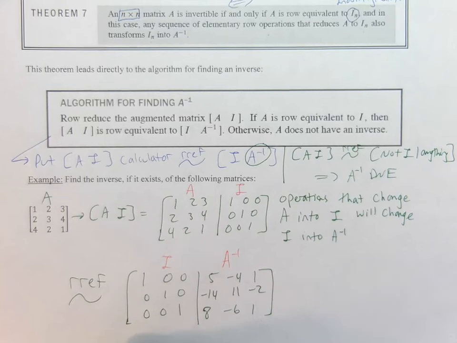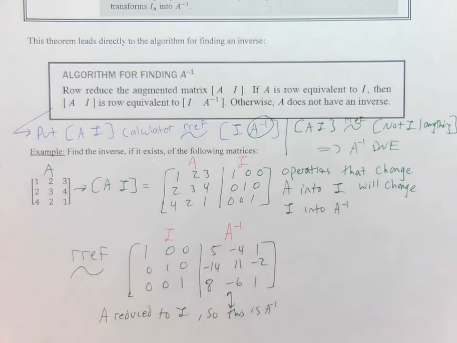And so the idea is A reduced to the identity matrix, and so this is the inverse. Oops, sorry, I didn't realize it was off the screen there. So we just row reduce A with I, A becomes I, and I becomes the inverse. And you can always double check this.